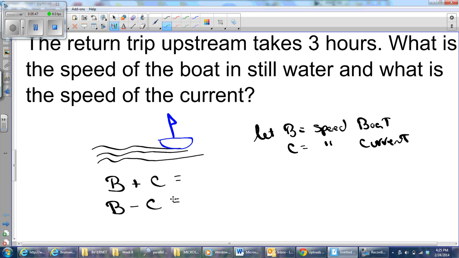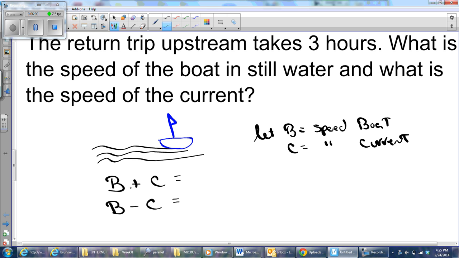Of course, this only works if the current or the air or whatever it is is directly a tailwind or directly a headwind. If it's coming from the side a little bit, then you need some more advanced mathematics we won't get into in this class.